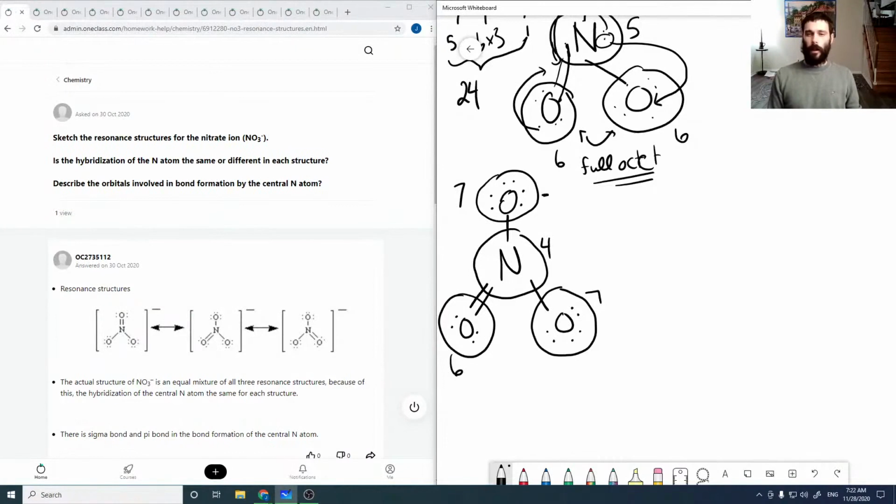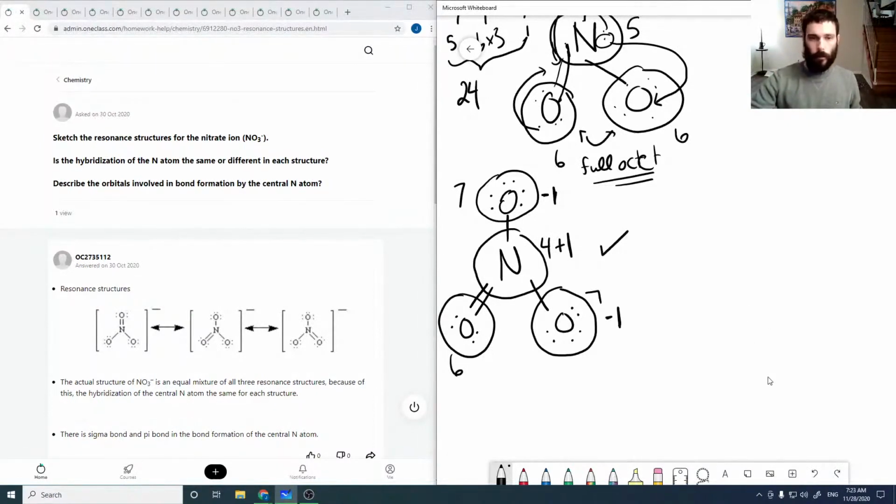This guy has 7 around it, and it normally wants 6, so it's a -1 charge. This guy has 7 around it, normally wants 6, so it's a -1 charge. Nitrogen has 4, it normally wants 5, so it's a +1 charge. So we've got a bit of charge separation, but that's okay because we've got full octets. And the total charge will be -1 because -1 + 1 - 1 is -1. And so this looks like our structure.